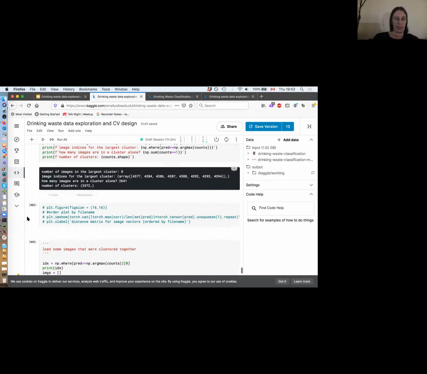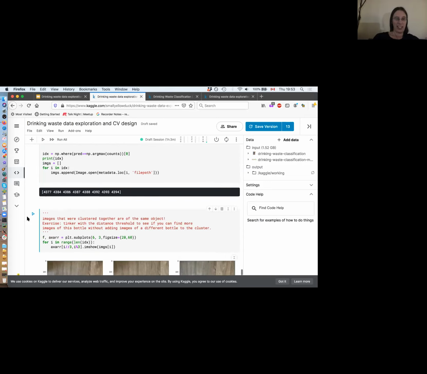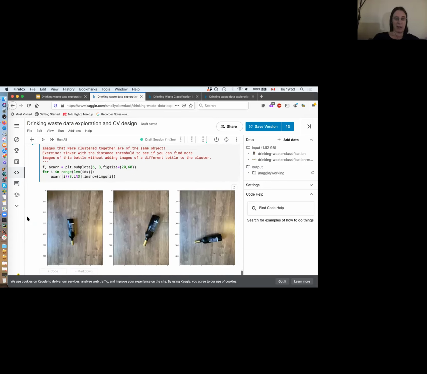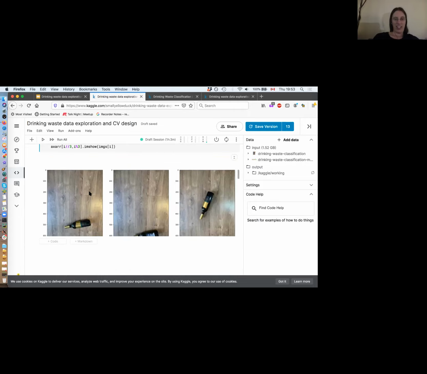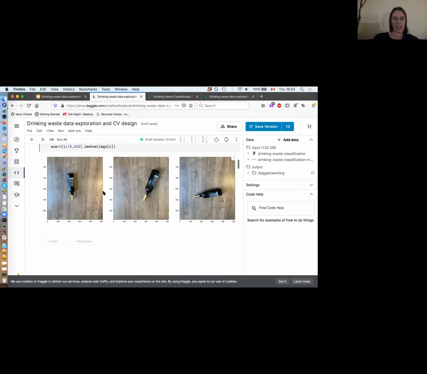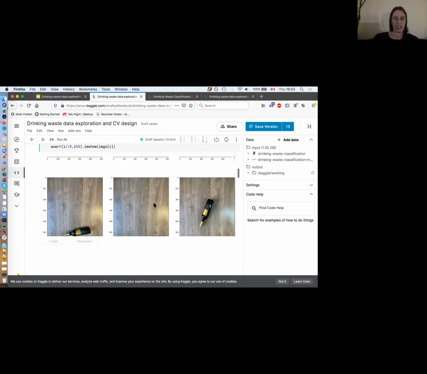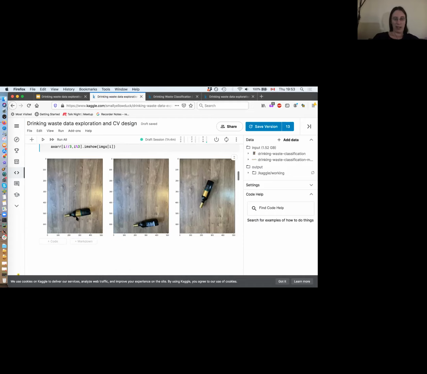And then the proof of the pudding is doing some visual inspection. So you want to look at all the items in this large cluster and see if they're of the same objects. Okay, so here's this wine bottle on this wooden floor background. And what's interesting to me is the back of the bottle is visible in these first three images, but it's the front of the bottle that's visible in these subsequent images. But it does appear to be the same bottle.